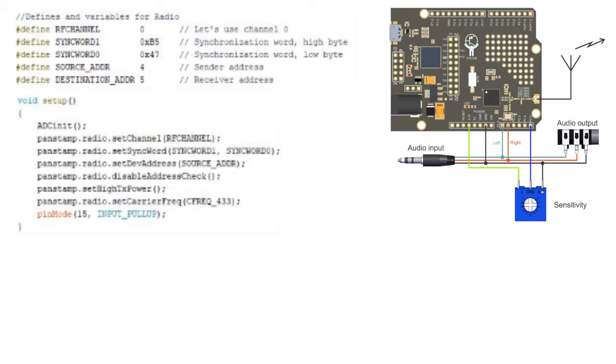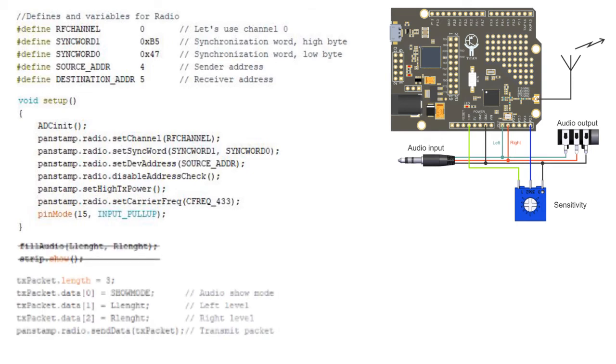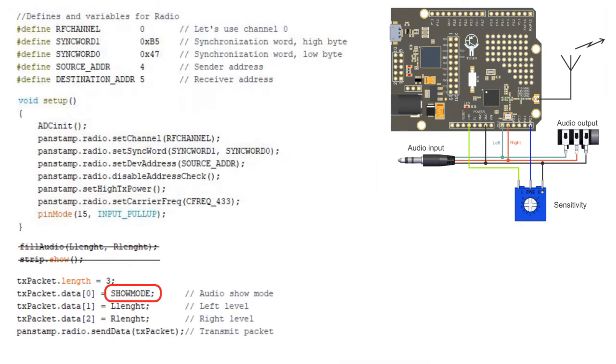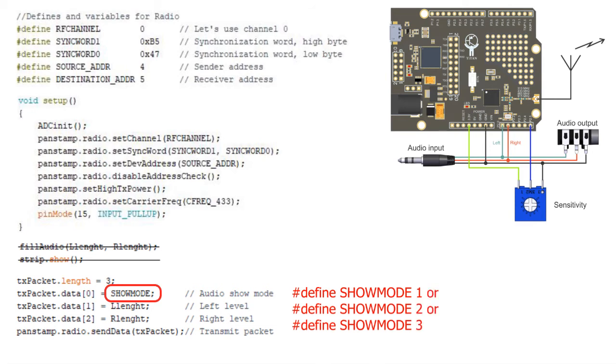The setup function has to be slightly changed, so it allows us to set the radio to the frequency of 433 MHz with all the necessary parameters, instead of these lines. Right? From now on, we don't need this function, the LEDs themselves, or anything related to the RGB LEDs. We will only need all of that again in the receiver. Note the definition of show mode. It can take the value of 1, 2, or 3. This is how we choose the algorithm for displaying on the LED strip.